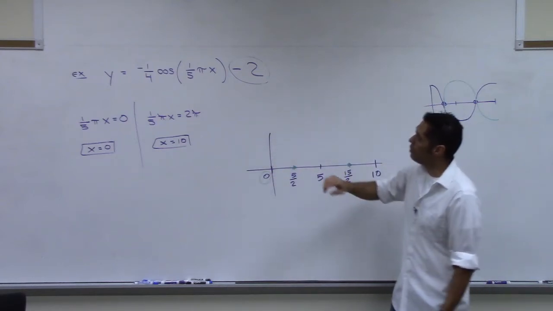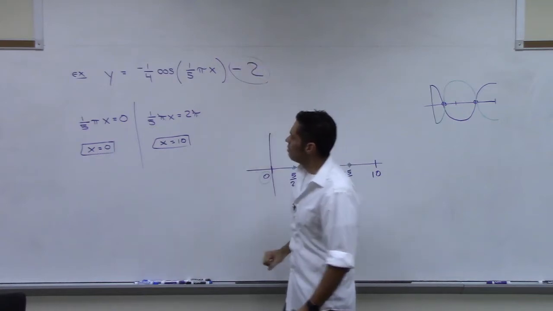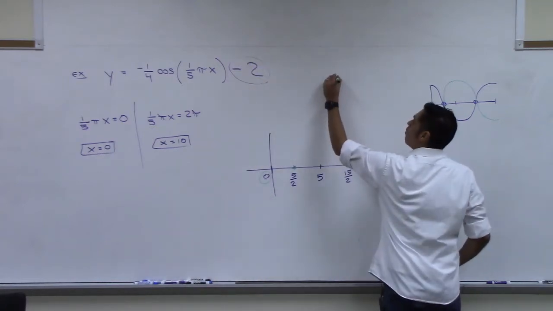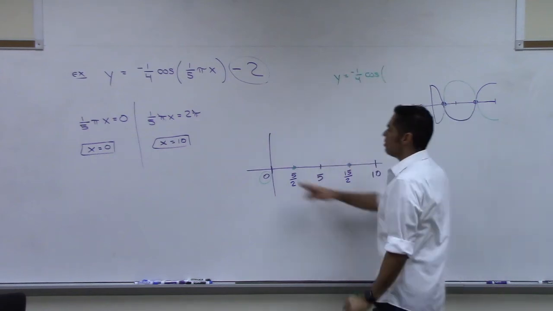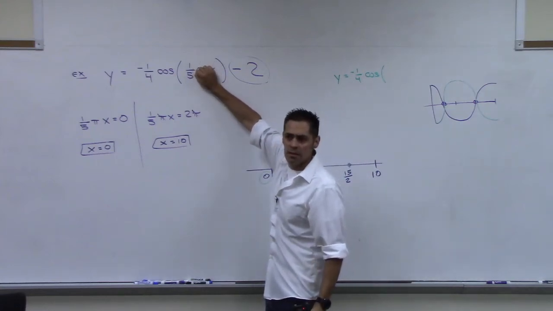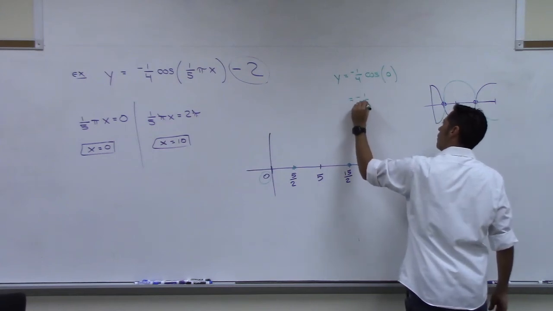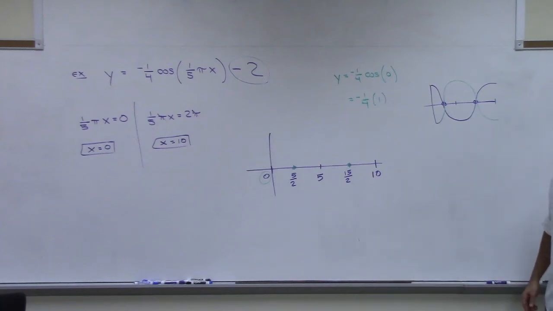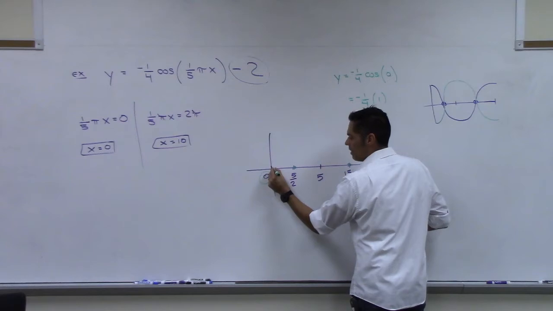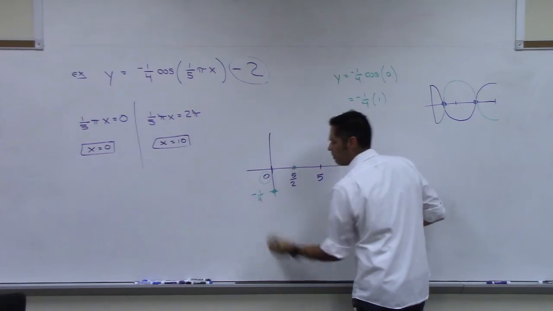I'm going to plug it in. Now, when I plug it in, I'm still not paying attention to the -2. Okay? I'm not going to do that till the very end. So let me plug in. I'm going to do y equals -1/4 cosine. Now, when I plug 0 into this, it kills everything off, doesn't it? I just get cosine of 0. And cosine of 0 is 1, right? And so I get -1/4. So that means at 0, I have a -1/4, and I told you last class it doesn't matter where you put it. As long as you label it, we're good.